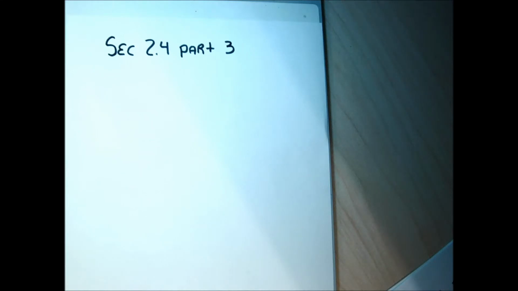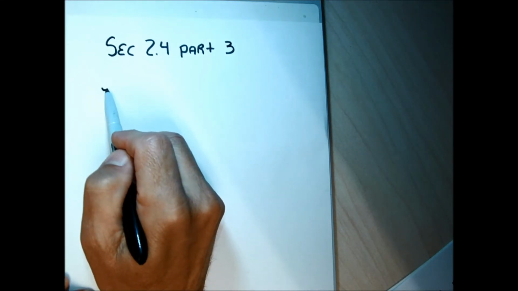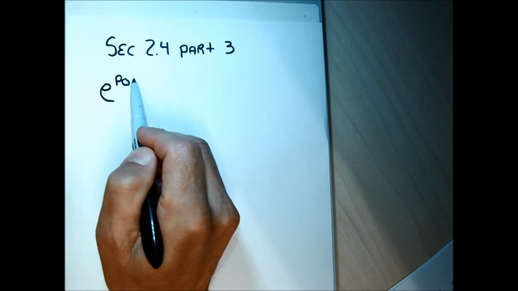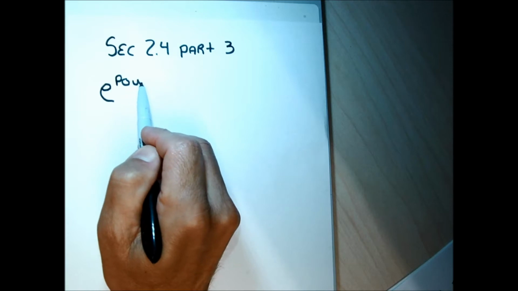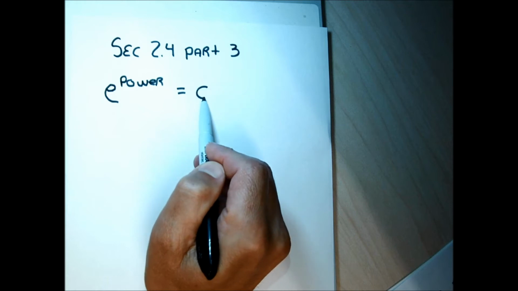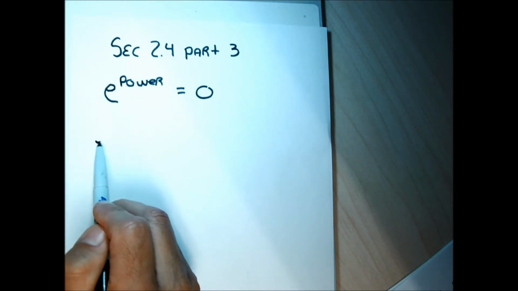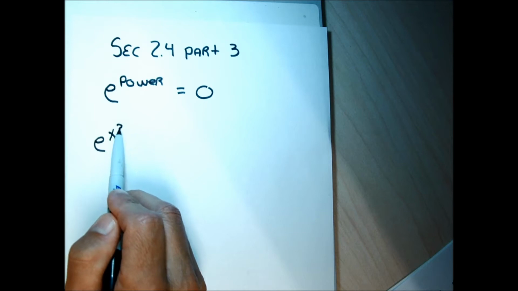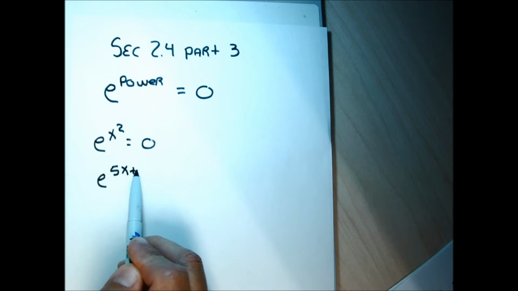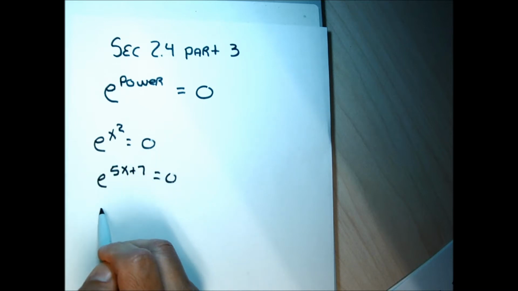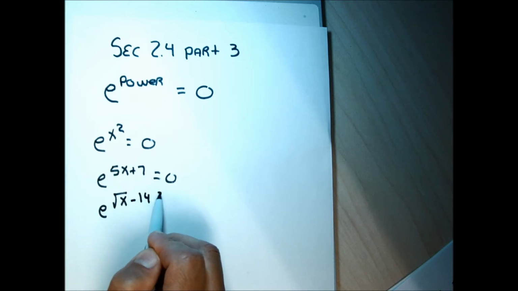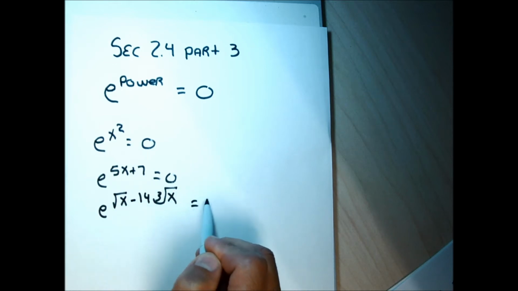Before we get into the last part of section 2.4, we need to remember something from college algebra that you may or may not remember or really ever been exposed to. If I had an equation like e to the x squared equal to 0, or e to the 5x plus 7 equal to 0, or e to the square root of x minus 14 times the cube root of x equal to 0.